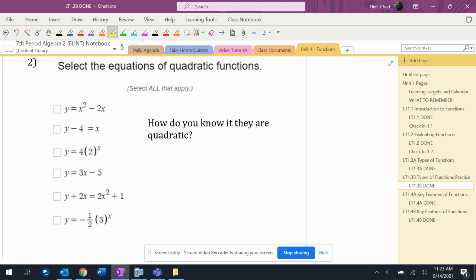So this says which ones are quadratic. It says how do you know they're quadratic? So if you're going to use the calculator, I would draw a little sketch of them next to it to kind of say, hey, I used the calculator. This is what's going on. I mean, you can screenshot the calculator and put it right on there too.